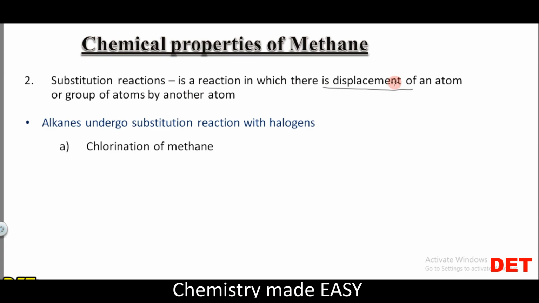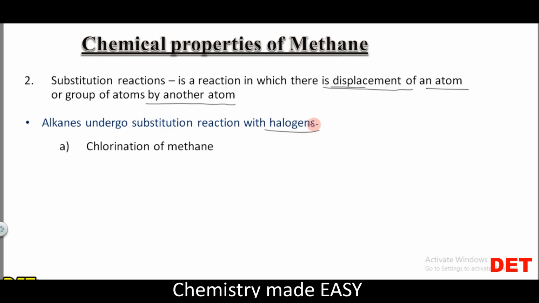To displace means to remove, to shift. So there is displacement of an atom or group of atoms by another atom. That is what a substitution reaction is all about. And we're going to make an illustration here. So it is important that you should know that alkanes undergo substitution reaction with halogens.